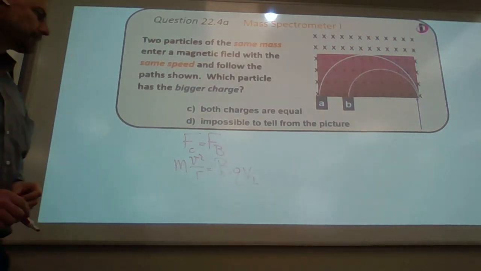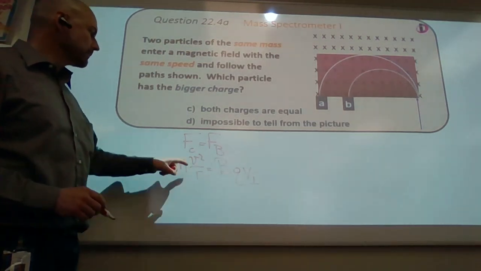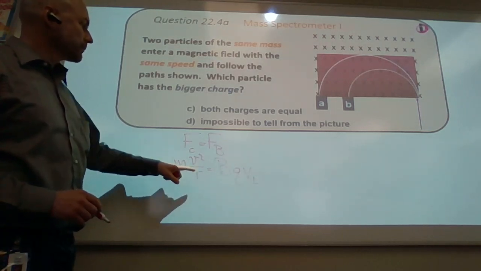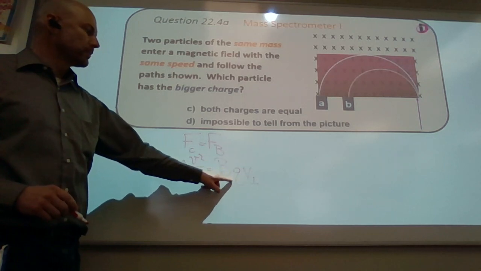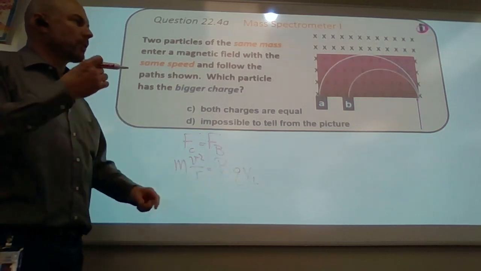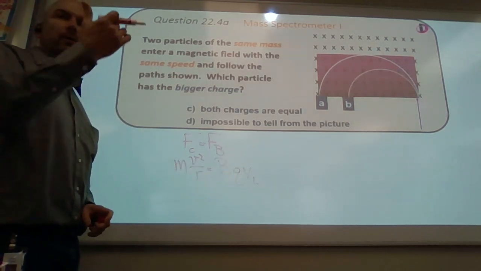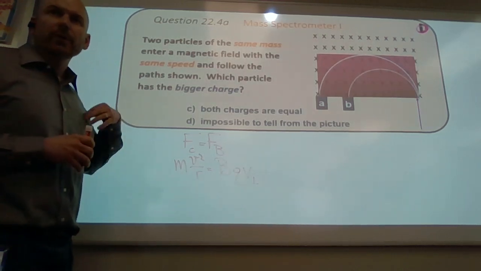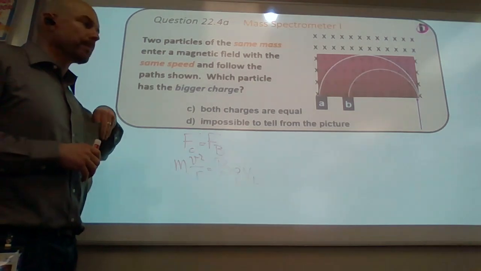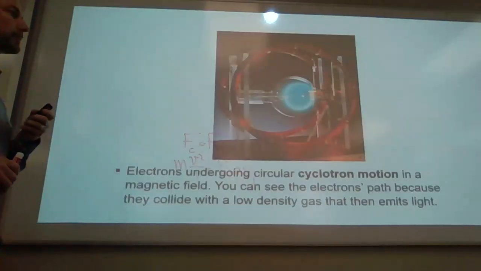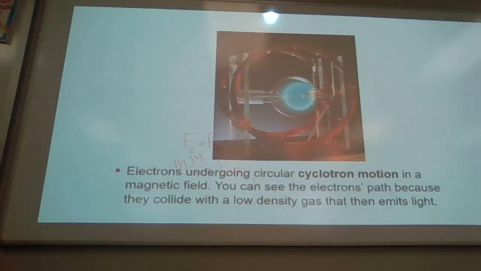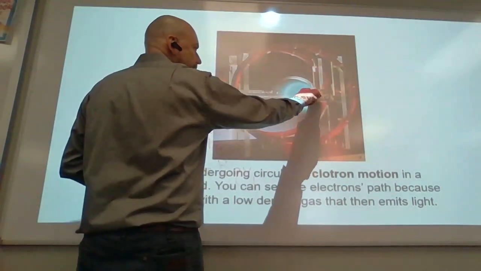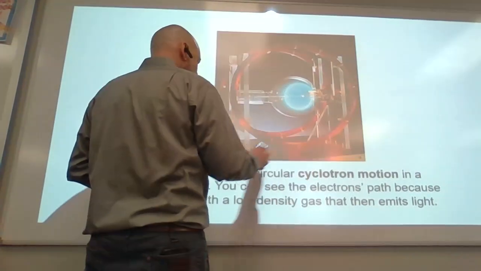Same mass. So the bigger the charge, the stronger the force, and the quicker it's able to turn. Smaller the radius. And so you get these cyclotrons, which they just shoot the charge through here and it does a whole circle.